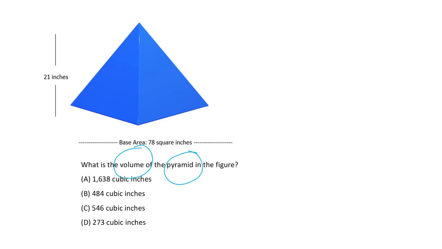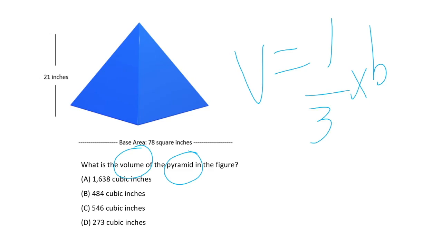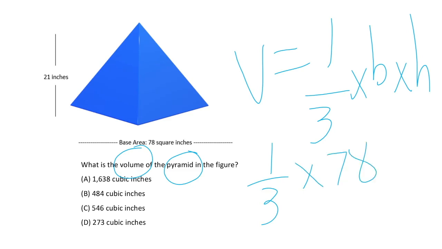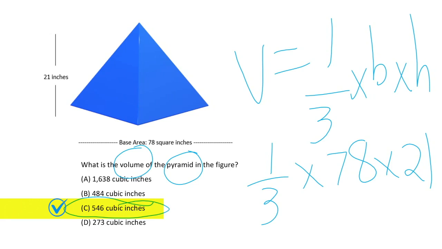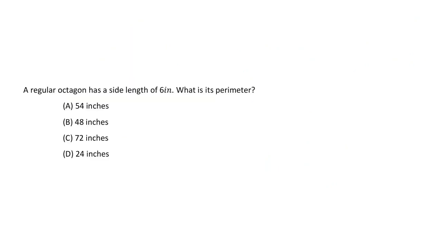The formula for volume of a pyramid is volume is equal to 1/3 times the base times the height. When we plug in the numbers that we know, with 1/3 times the base, which is 78, times the height, which is 21 inches, when we solve that, we will come up with the answer of 546 cubic inches. So this is our answer. The biggest thing with this question is to remember to use the volume formula for the pyramid that has 3 sides.